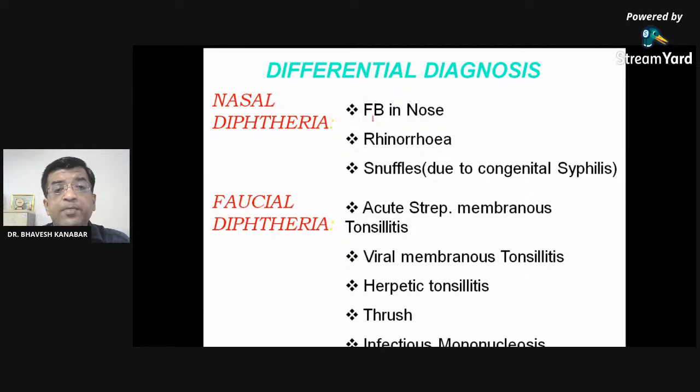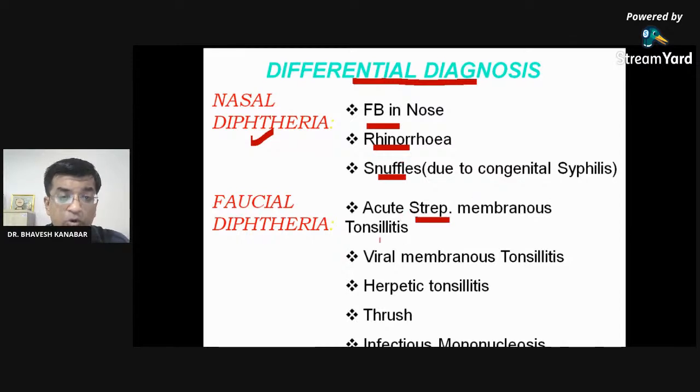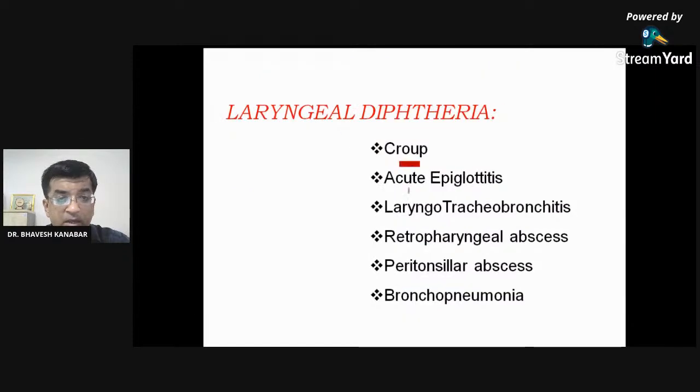In nasal diphtheria, we have to keep differential diagnosis in mind whenever we suspect it. It can be a foreign body in the nose, rhinorrhea, snuffles, or other conditions. There can also be acute streptococcal membranous tonsillitis, viral membranous tonsillitis, herpetic tonsillitis. These are other differential diagnoses whenever we suspect diphtheria. In laryngeal diphtheria: croup, acute epiglottitis, laryngotracheobronchitis, peritonsillar abscess, bronchopneumonia.